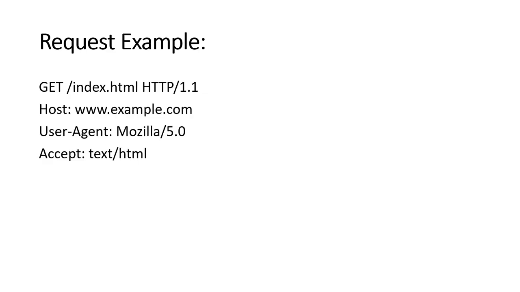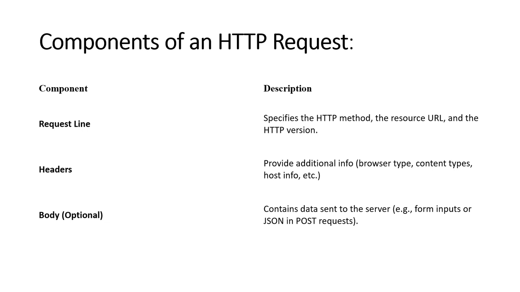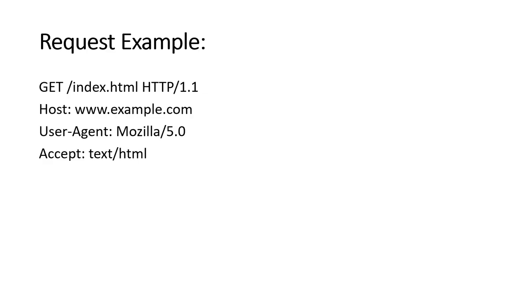Request example. In this, GET /index.html HTTP/1.1 is the request line. This is the structure of the request line. The request line specifies the HTTP method, the resource URL and the HTTP version.